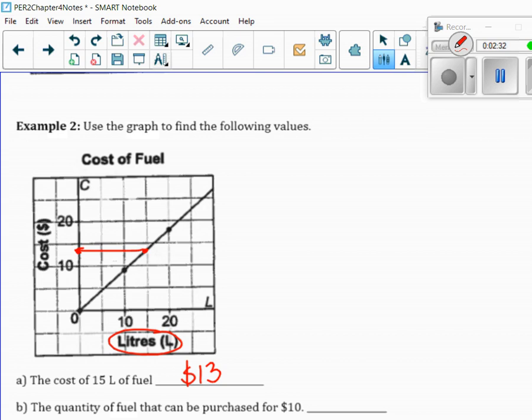Okay, so now I'm going to use a different color pen here. The quantity of fuel that can be purchased for $10. So $10 is my cost. Here's my $10. As you can see, it's past that, so it's going to be more than 10 liters. So you might say 11 liters, you might say 12 liters. I'm going to go with 12 liters.